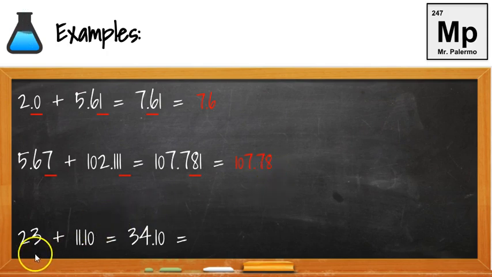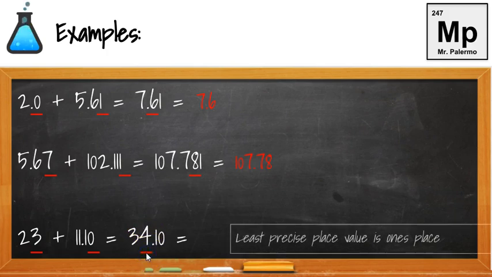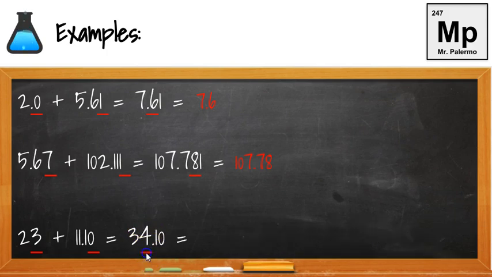The last one, 23, has no decimal point. This is not a very precise measurement, so it is only precise to this place value, the 1's place. The other number is precise to the 10th place, so our final answer can only be reported to the 1's place, which is the 4 here, and so the final answer is going to be 34.